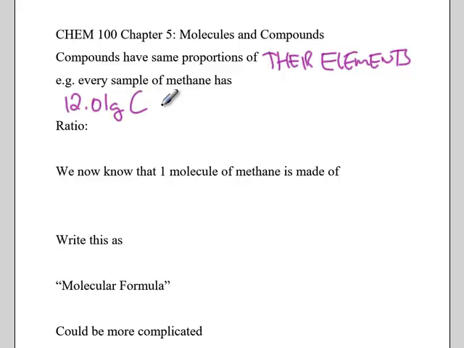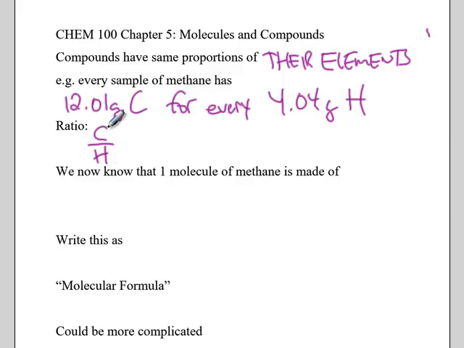So for example, if you find methane, you will find when you analyze it that there are 12.01 grams of carbon for every 4.04 grams of hydrogen. And if we set up a ratio, we could do a ratio of either carbon on the top or hydrogen on the top, and I'm going to choose to put the carbon on the top. 12.01 grams divided by 4.04 grams gives us a ratio of just under 3, 2.97.